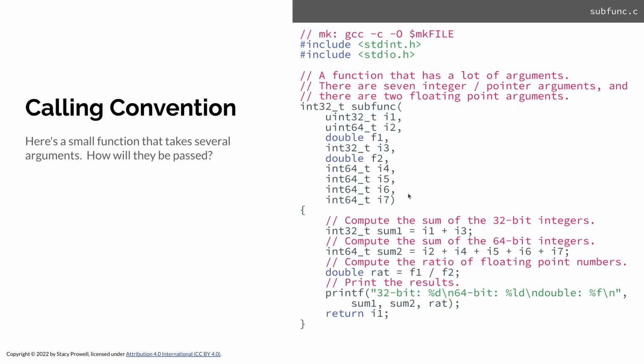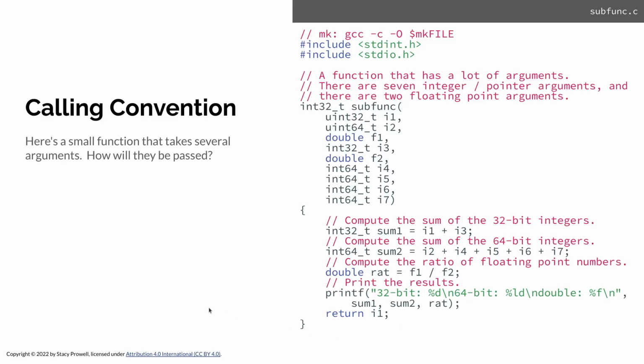And what we're going to do is compute the sum of all the 32-bit integers. There's just two of them, so we add I1 and I3. There's I1, which is a U32, and there's I3, which is an int32. And we're going to store that in a signed sum. I'm going to compute the sum of the 64-bit integers. It's I2, 4, 5, 6, and 7. I'm going to compute the ratio of the two floating point numbers, so F1 divided by F2. I'm going to print out a bunch of stuff, and then I'm going to return I1.